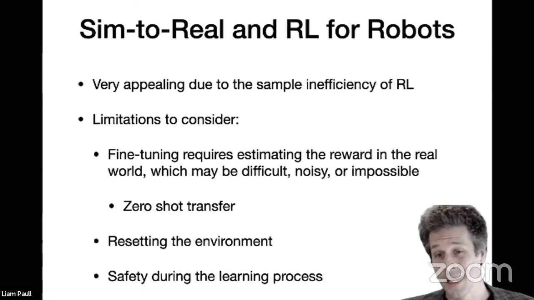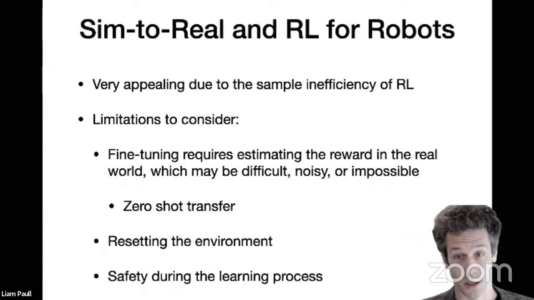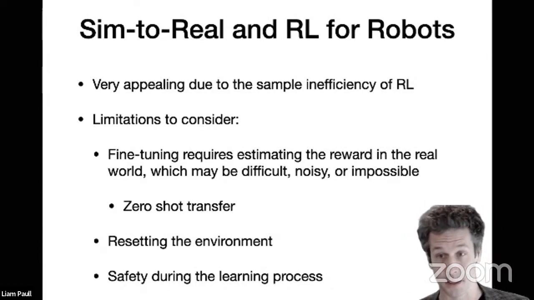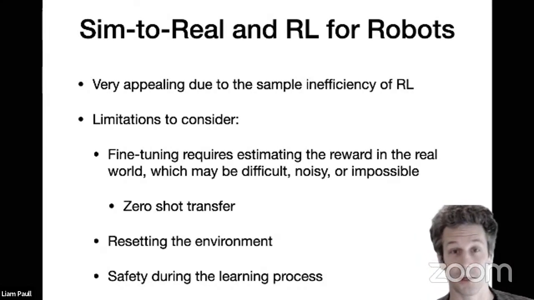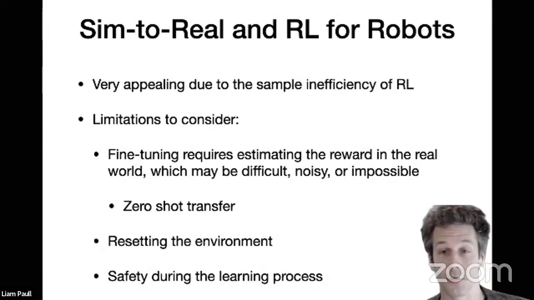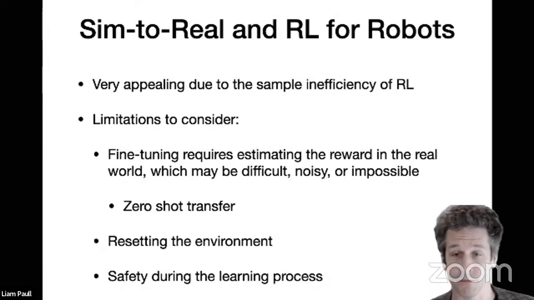So as a result, ideally, we want 0 shot transfer. That means that we can have all of the training happen in a simulator where we have access to privileged information and can craft these reward functions, and none of the fine tuning to happen. But this is more challenging.